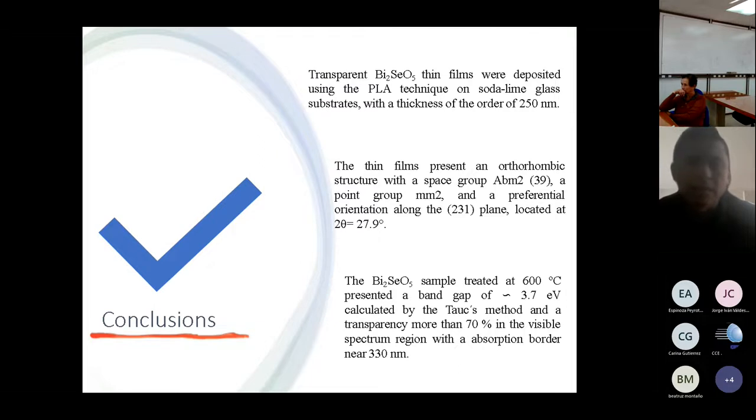The transparent bismuth selenium pentoxide thin films were deposited using the pulsed laser ablation technique on soda lime glass substrate with a thickness of the order of 250 nanometers, and the thin films present an orthorhombic structure and preferential orientation along the 231 plane, located at 70.9 degrees.